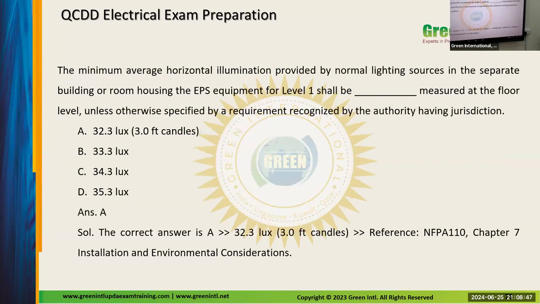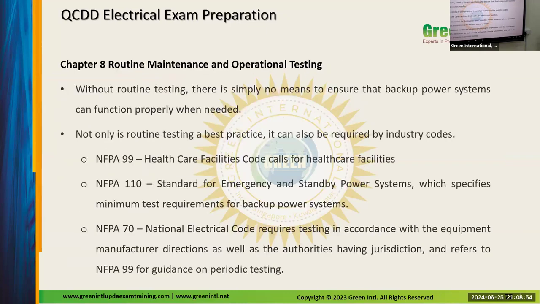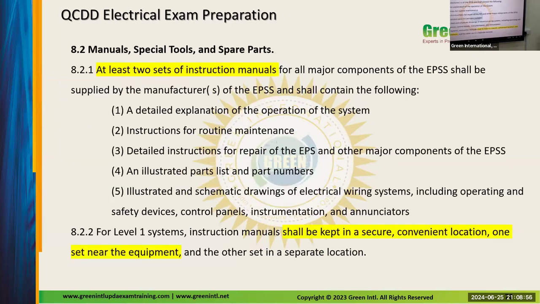So this chapter, all the information we find in the tables. I will show the tables. At least 2 sets of instruction manuals we needed. For level 1 applications, for level 1 systems, they shall be kept in a secure, convenient location, one set nearer to the equipment. Note the word shall. So it is mandatory.